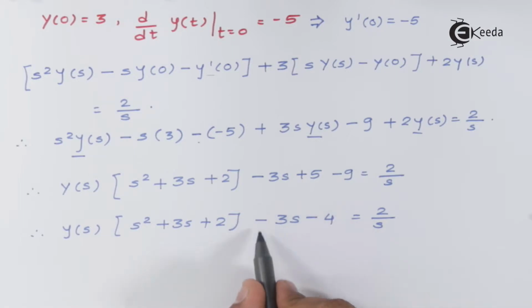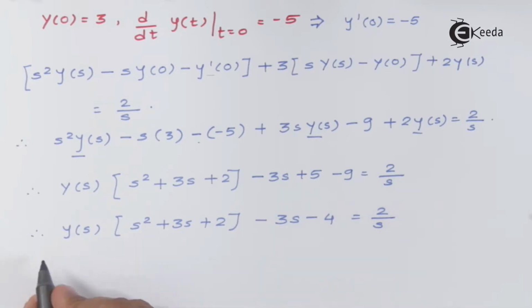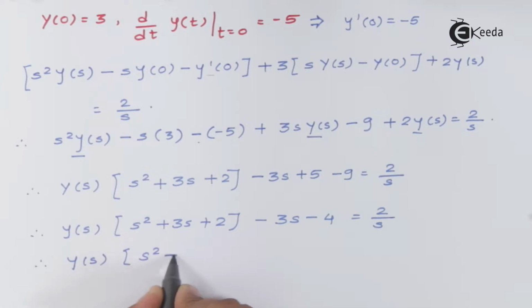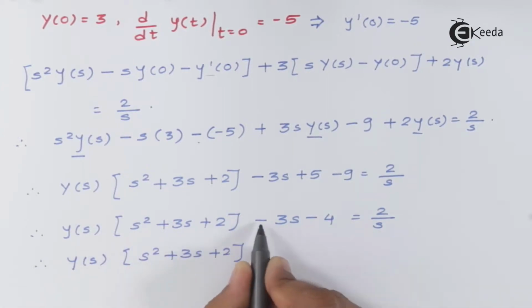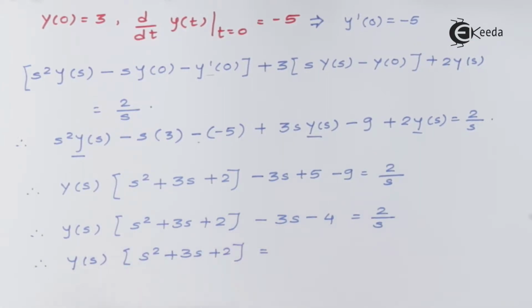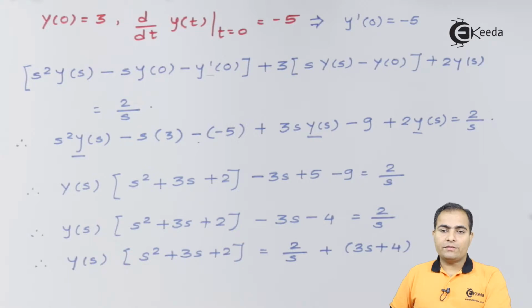You can shift this part on the right hand side. So these two minus signs will change to a plus. We have 2 by s plus 3s plus 4 on the right hand side, and on the left hand side we have y of s which will be multiplied with s square plus 3s plus 2. Now the much more important thing is what is asked in the question. We have to calculate ZIR, ZSR and output response. We'll calculate the output response later on, but first of all ZIR and ZSR.